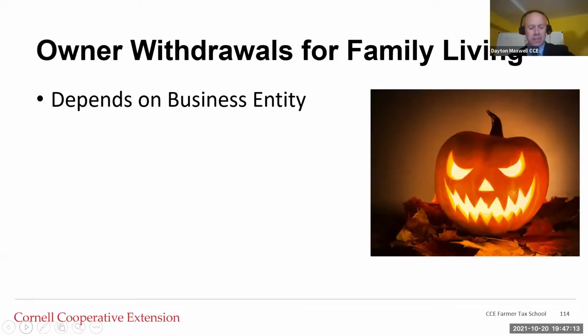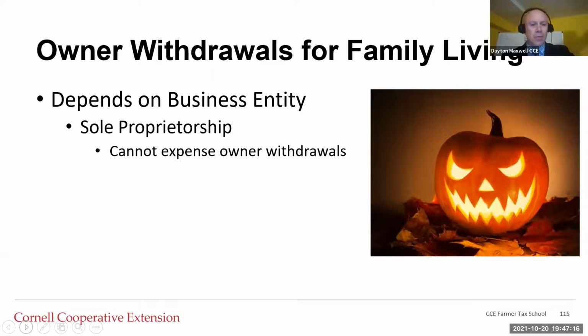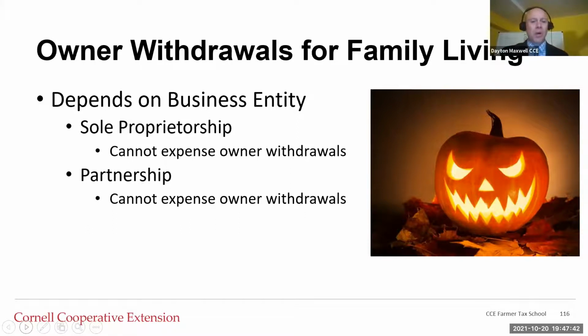So it kind of depends on business entity, and I'll just go through a couple here. With a sole proprietorship, basically any Schedule F line 34 net profits will flow to you as an individual. The owner cannot be an employee of the business, so we're not able to expense owner withdrawals as a sole proprietor. With a partnership, same thing. The earnings from Schedule F will flow to the partners, and again, not able to expense owner draws within the business.